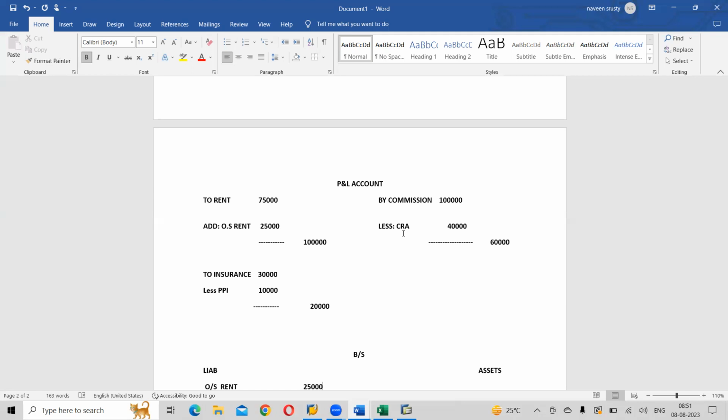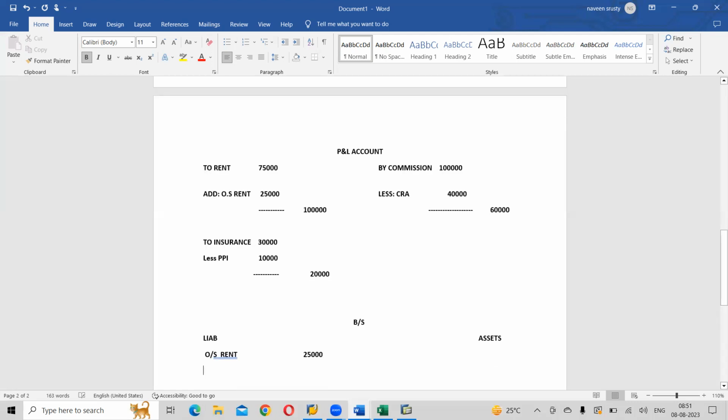You need to repay back to them, or will you keep it with you only? We need to repay. Repay back. So that is nothing but commission received in advance, next year's commission we received in advance. If we want to give services, then we need to repay back, or we need to keep it with us? Repay back. We need to. So is it something which we need to repay back? Is it an asset or a liability? Liability. Then commission received in advance is nothing but 40,000 liability.